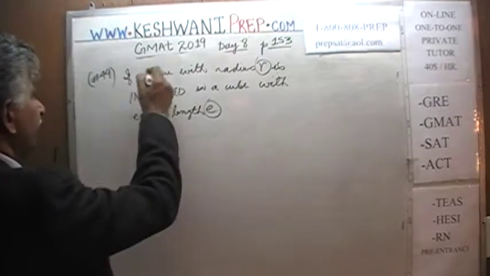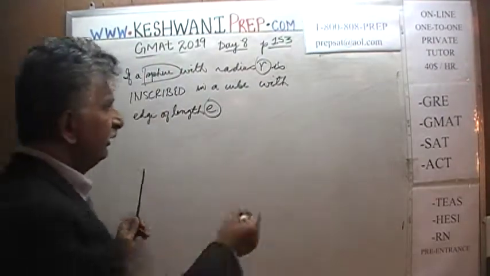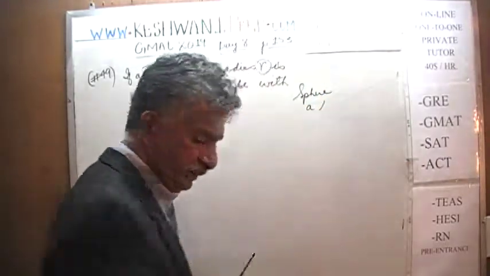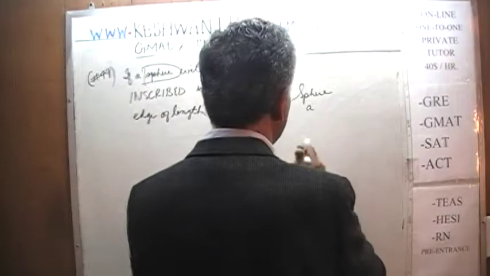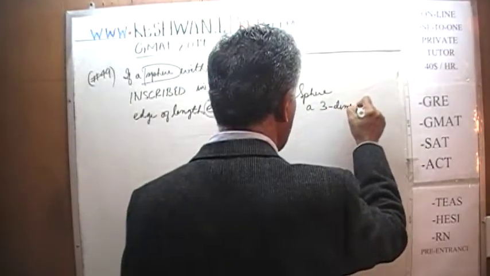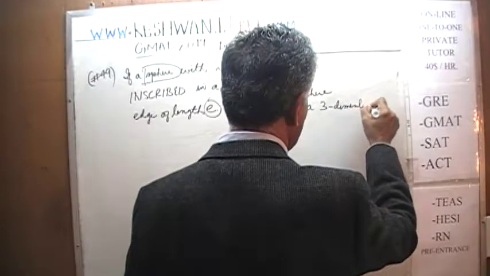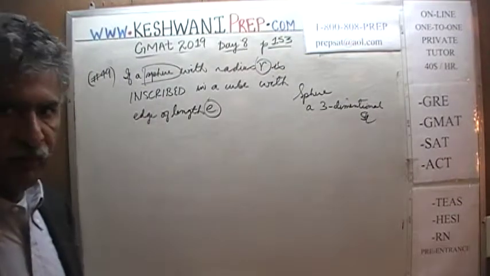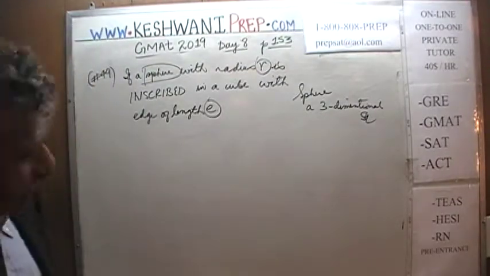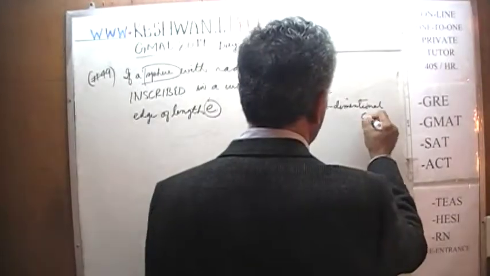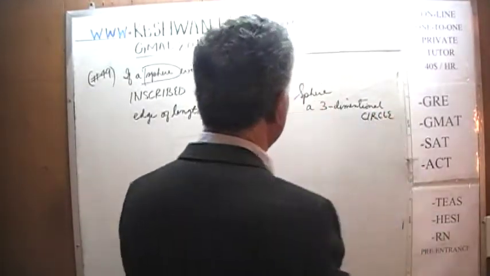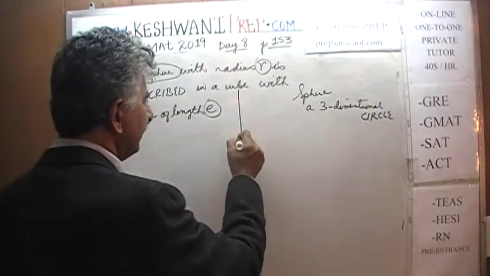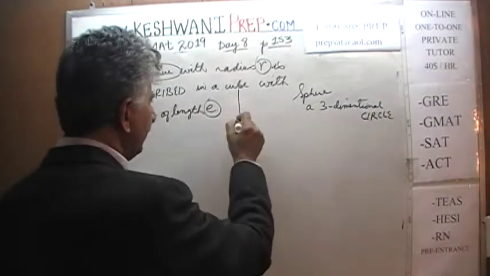First thing first, what's a sphere? The answer is, a sphere is simply a three-dimensional circle. What's a cube? A cube is a three-dimensional square. So let's show the three-dimensional square.